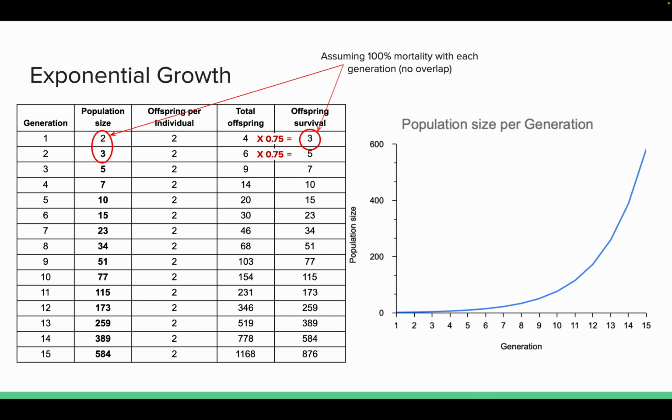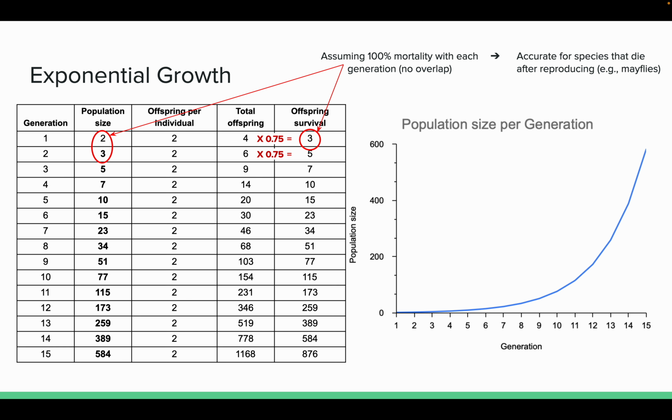All right, one thing to just notice here is that we are assuming 100% mortality with each generation. Or in other words, there's no overlap from one generation to the next. What I mean by that is that we've got 2 individuals in generation 1. They produce 3 offspring for generation 2, and we're assuming that the population size during generation 2 is only 3 individuals. So in other words, these 2 individuals here died before we counted the second generation's population.